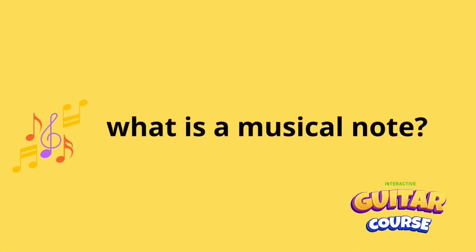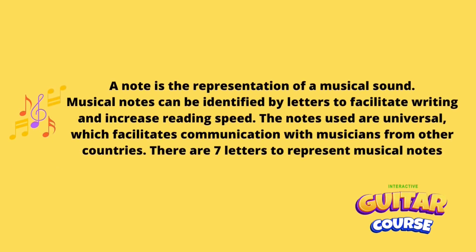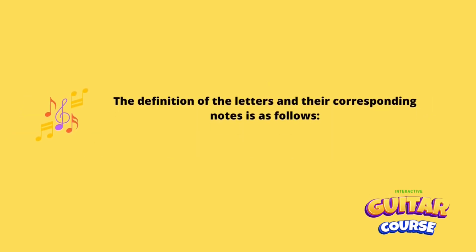What is a musical note? A note is the representation of a musical sound. Musical notes can be identified by letters to facilitate writing and increase reading speed. The notes used are universal, which facilitates communication with musicians from other countries. There are 7 letters to represent musical notes. The definition of the letters and their corresponding notes is as follows.